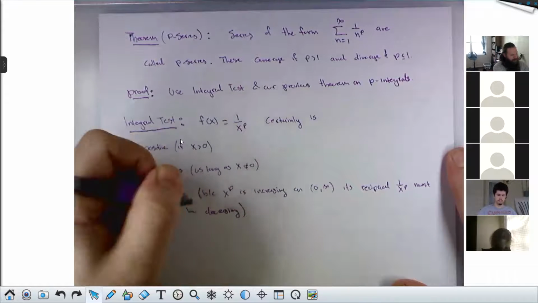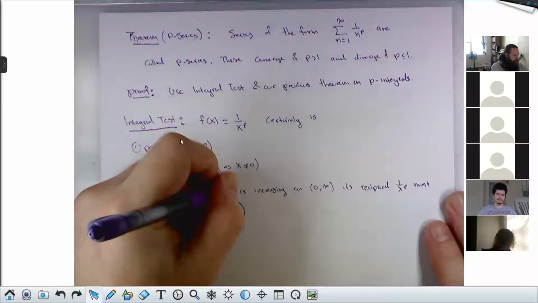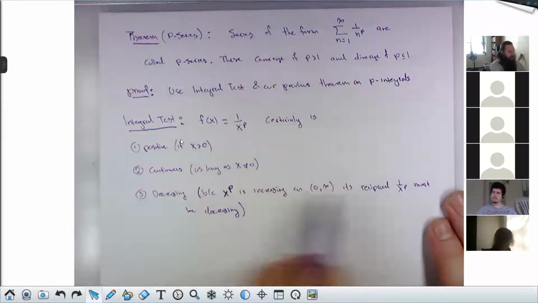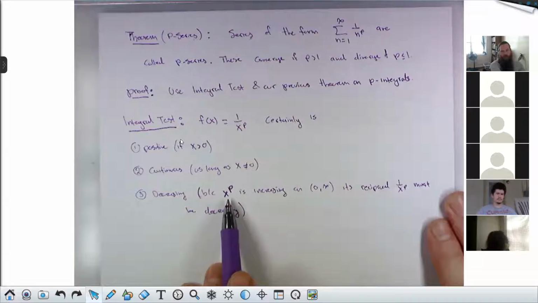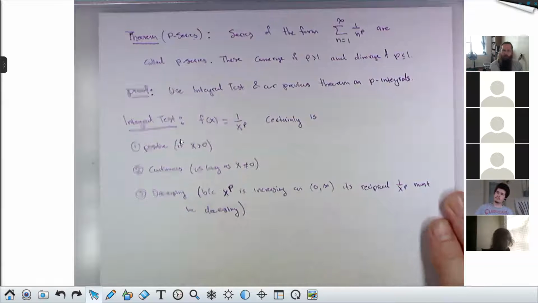This is another nice trick, right? One of the things you guys are going to be finding is with the integral test, most of your time actually goes into showing that these things are positive, continuous, and decreasing. That's where the majority of the time is spent. And it's nice to have tricks that help speed this up. One of the neat tricks here is that the reciprocal of an increasing function is automatically decreasing. X to the p, that's a power function, right? And here p is assumed to be positive. So certainly x to the p is increasing on the interval 0 to infinity, so its reciprocal would be decreasing.